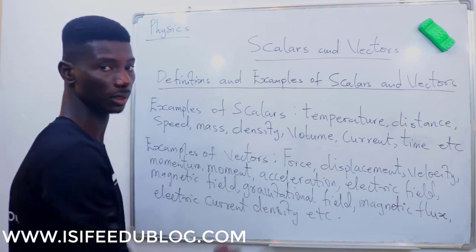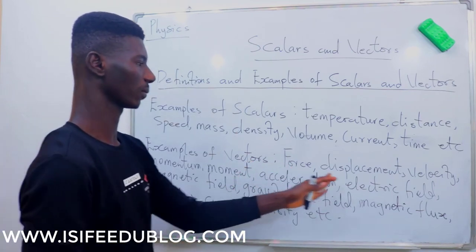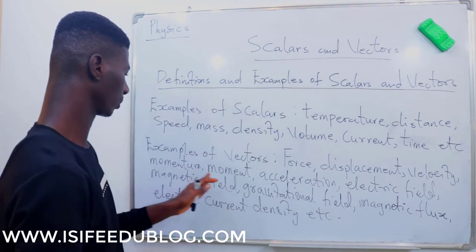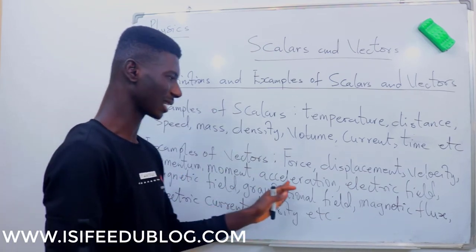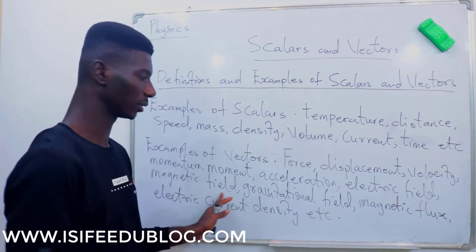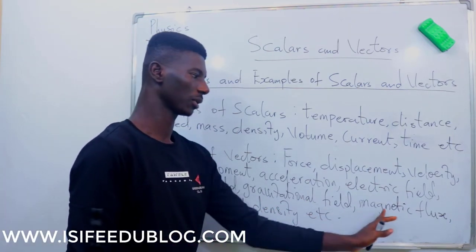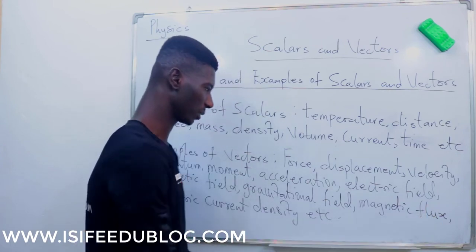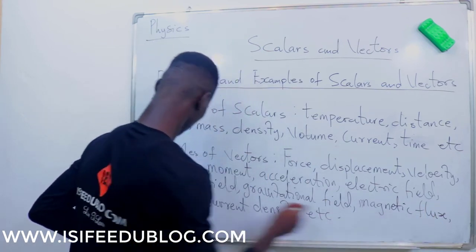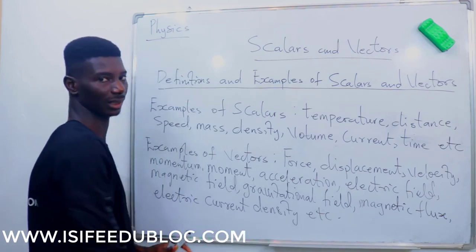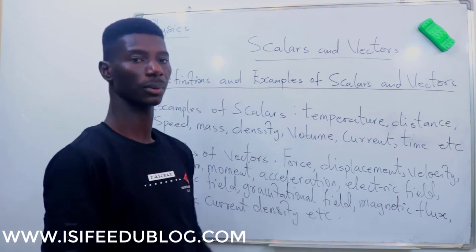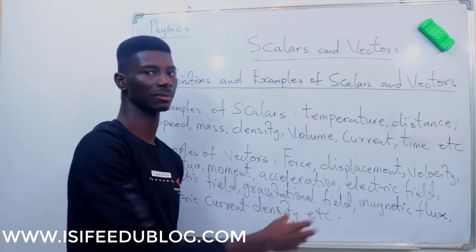We have examples of vectors: force, displacement, velocity, momentum, moment, acceleration, electric field, magnetic field, gravitational field, magnetic flux. Please be very, very careful with these ones. Magnetic flux, electric current density. Please be very careful with this. So these are examples of scalars and vectors.